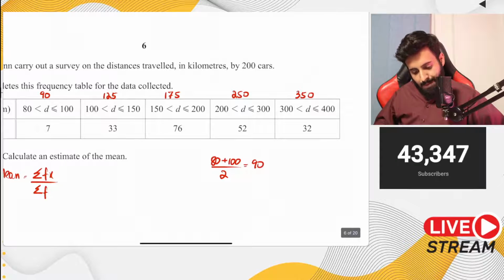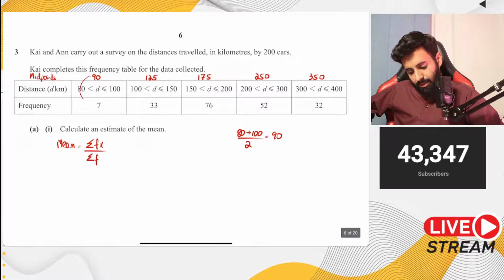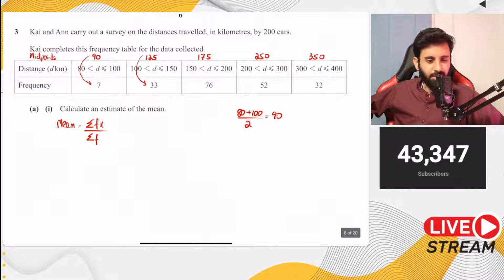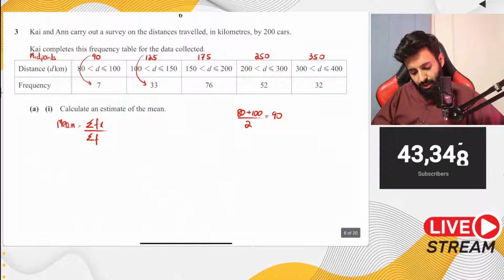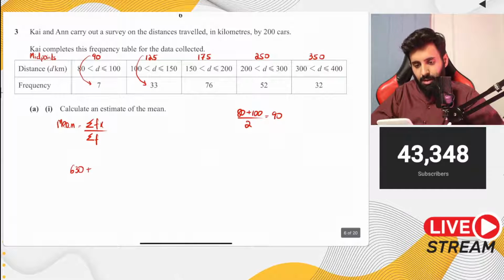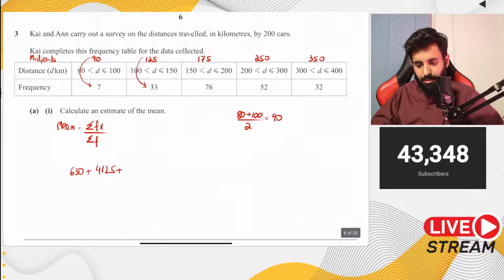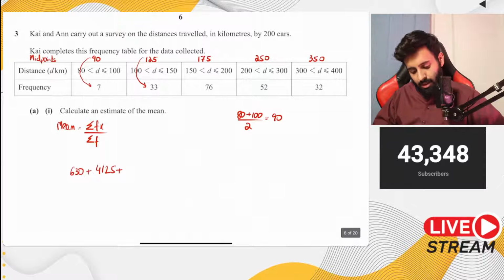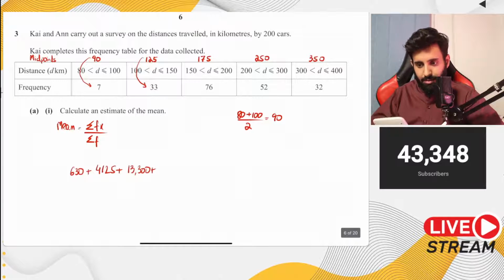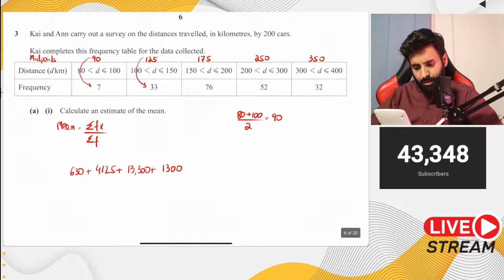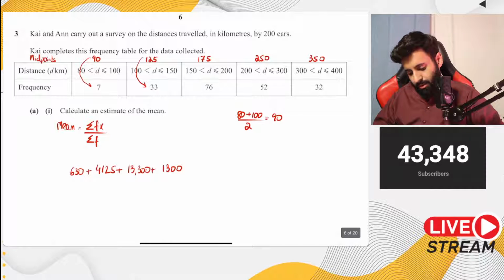Now we multiply. So 90 times 7, 125 times 33. I'm just going to write down the result directly. 90 times 7 is 630. Plus 125 times 33, so that's 4125. Plus 175 times 76, so that's equal to 13,300. Plus 250 into 52, so that's 13,000. Let me double check 175 into 76. Yeah. 350 into 32. So that's 11,200.